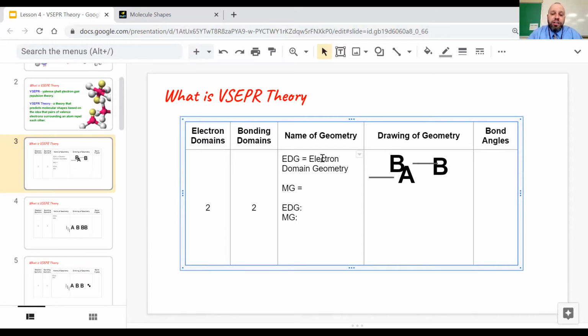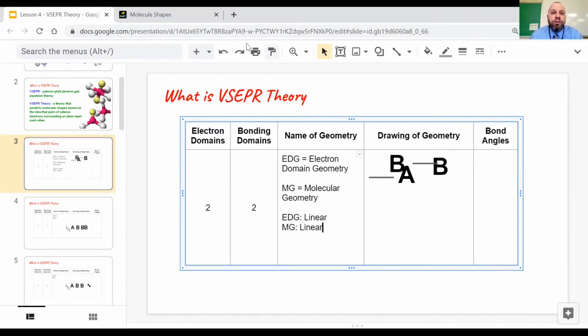The second abbreviation here is molecular geometry, which may be different depending on the two numbers that we find here on the left side. So in our first example here, the electron domain geometry and the molecular geometry will be the same name. And in fact, that will be true anytime both numbers are the same. So we're going to put in linear for both of these. Now I'm going to arrange my atoms to depict for you what the molecular geometry will look like.